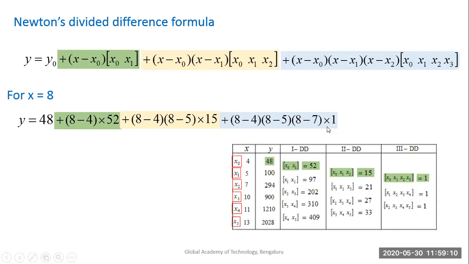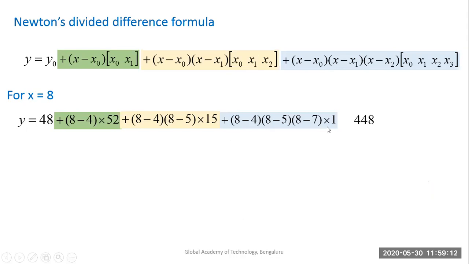Then simplify each of these terms. Just use a calculator. Find 48 plus 4 into 52, plus 4 into 3 into 15, plus 4 into 3 into 1 into 1. You get 448. What is this 448? This is the value of y for x equal to 8. That is, f of 8 is 448.